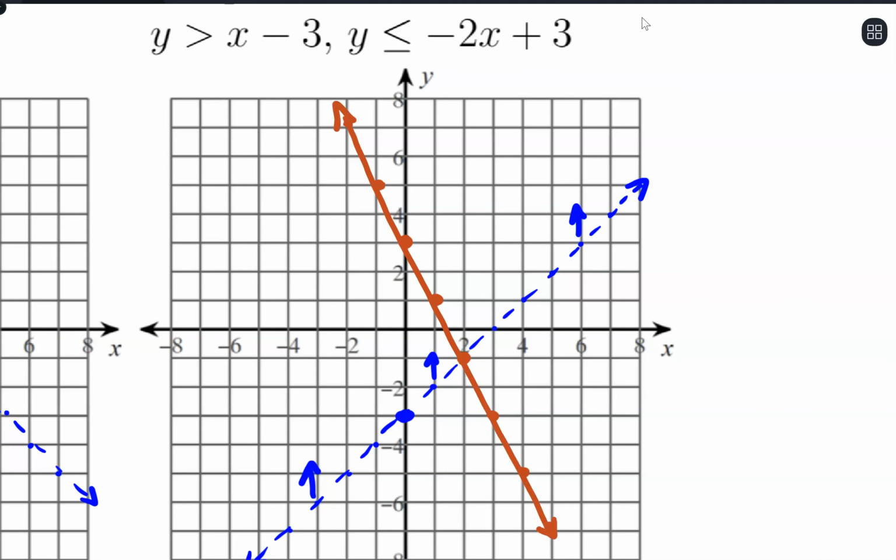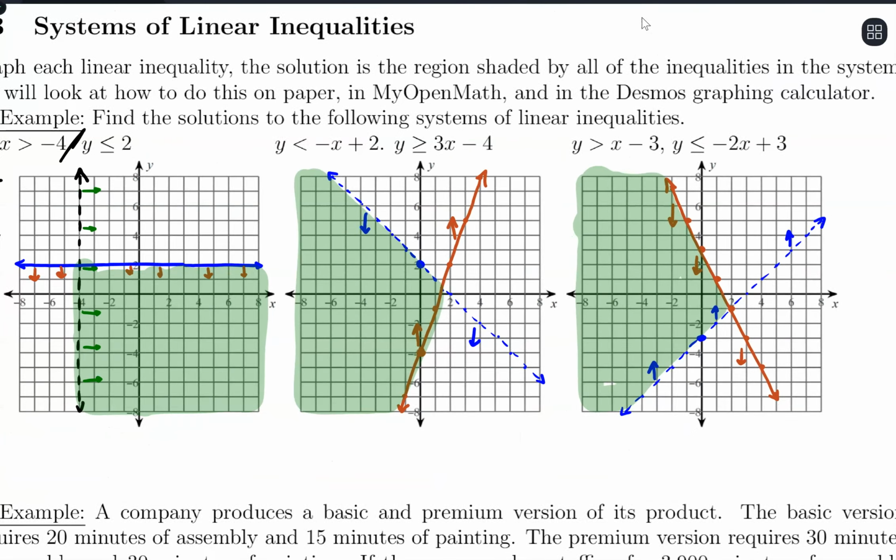So with that, we'll be shading below. So we want the region that is below the red line and above the blue line. So with that, we're going to have this wedge on this left-hand side of those two pieces together. And that's our system of linear inequalities. So graphing the two lines and then finding that region where the two overlap with each other.